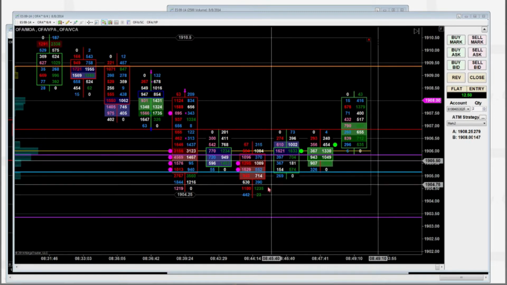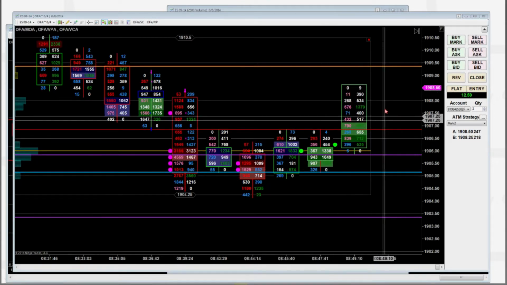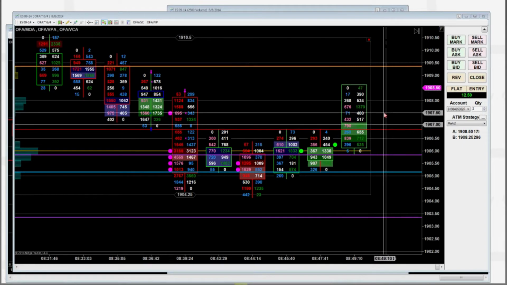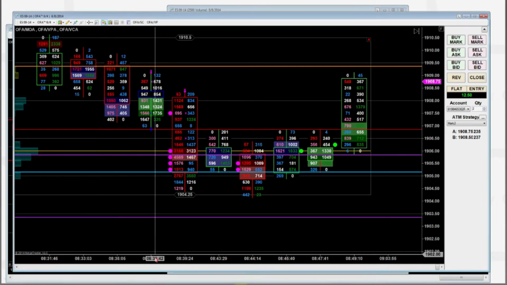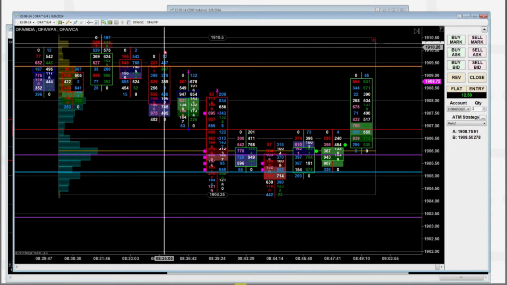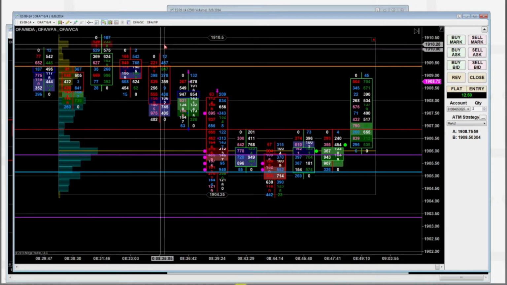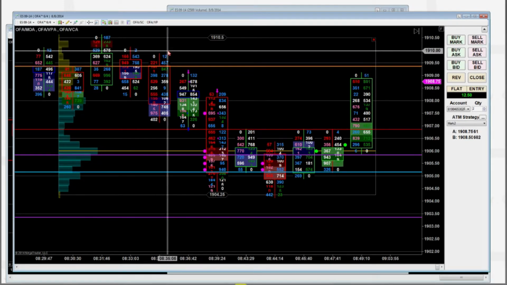And it's a good thing I didn't take that trade because now it's come through. I would have been stopped out on that trade. So I can see pretty good activity at the offer right here at 1907.75. When I look at the volume profile, I still have a low volume area here at 675. And remember up here at 10.25 is where we started to see some sellers.